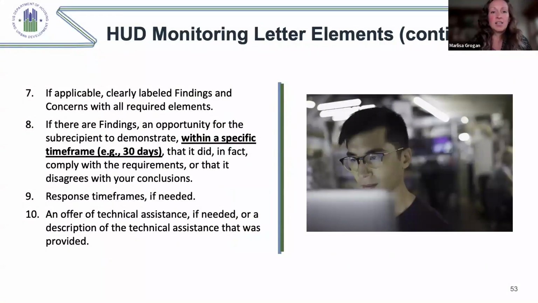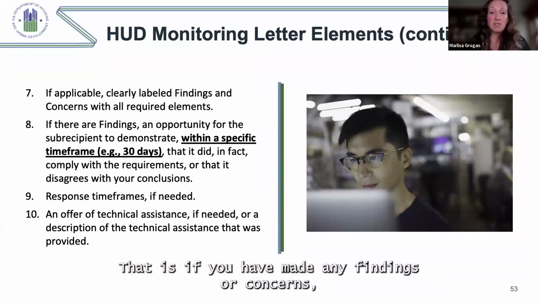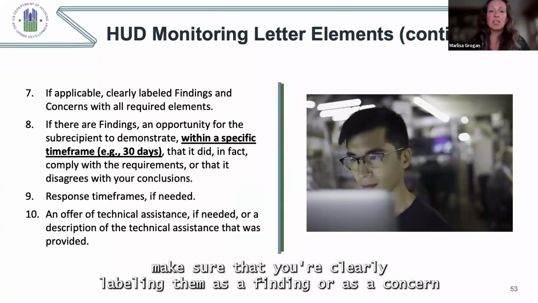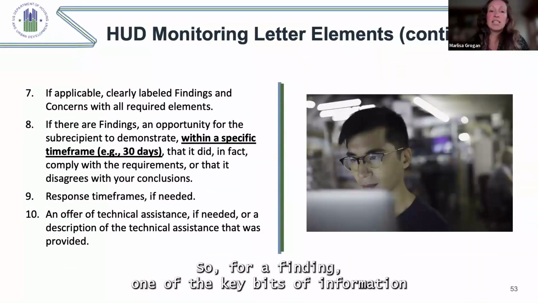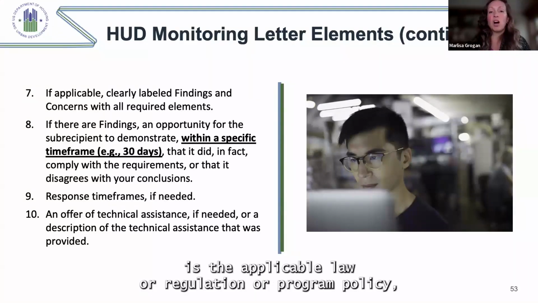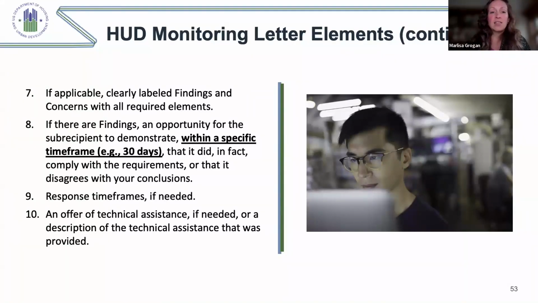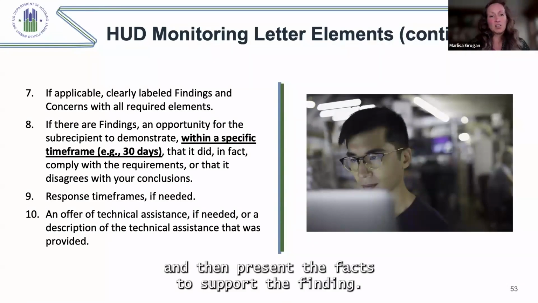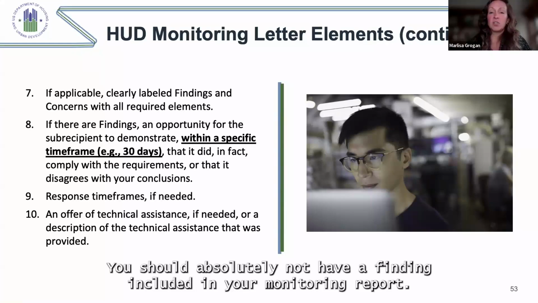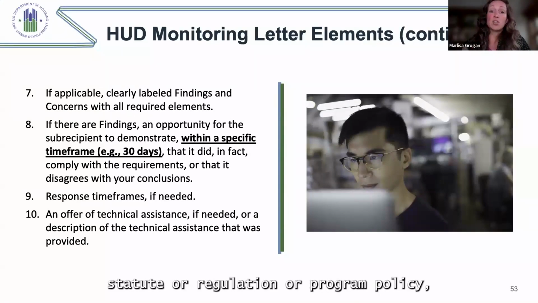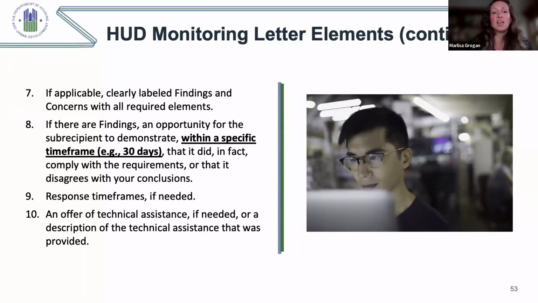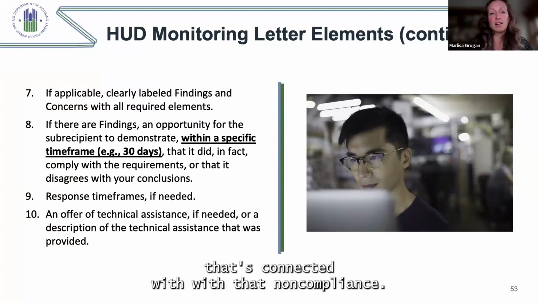Slide, HUD monitoring letter elements, continued, a numbered list. If applicable, that is, if you have made any findings or concerns, make sure that you're clearly labeling them as a finding or as a concern with all the required elements that Chris went over. For a finding, one of the key bits of information is the applicable law, regulation, or program policy, and then present the facts to support the finding. You should absolutely not have a finding included in your monitoring report if you don't have a corresponding statute, regulation, or program policy that's connected with that noncompliance.